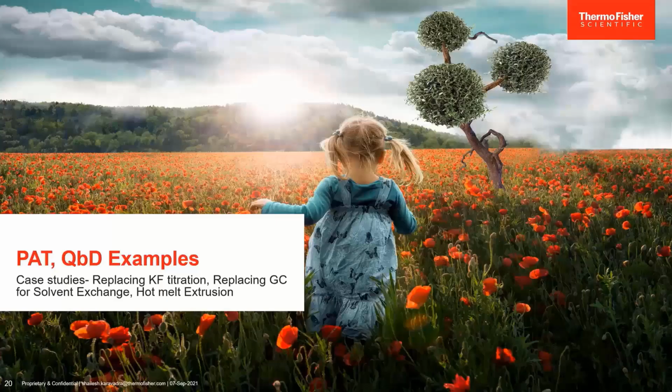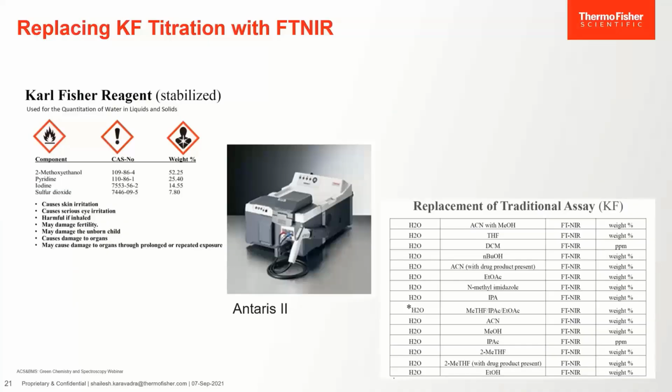Now we are moving to some in-process testing examples. For example, PAT QbD, that includes replacing Karl Fischer titration, replacing gas chromatography for solvent exchange, and application of near-infrared in hot melt extrusion. One of the general concerns that relate to Karl Fischer titration is the generation of hazardous halogenated waste during analysis.